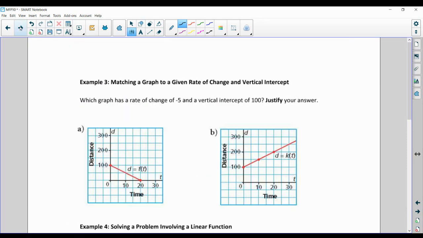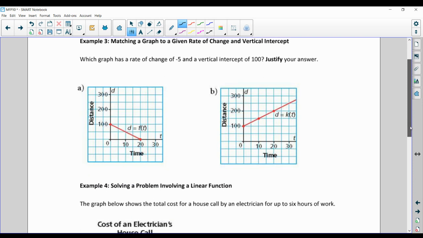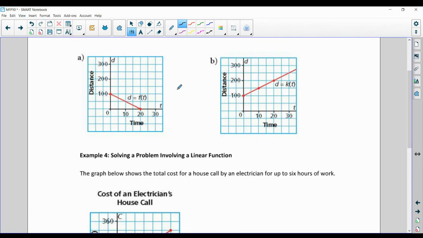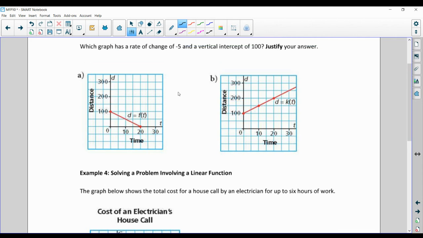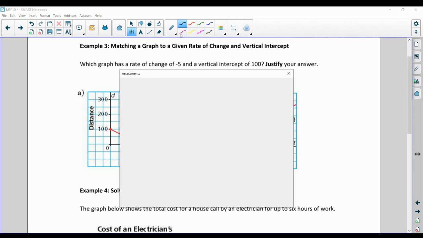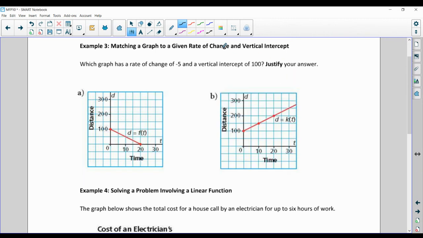Okay, the last 2 examples here. So example 3, matching a graph to a given rate of change and vertical intercept. I'm going to zoom in a little bit here. Oh, actually, we're fairly zoomed in. I'll leave it there. So which graph has a rate of change of -5 and a vertical intercept of 100? Justify your answer. So let's take a look at these 2 graphs to see what we can come up with here.